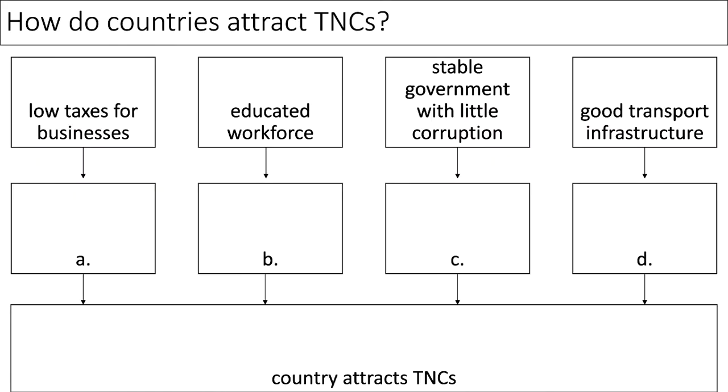In your books, write down the letters A to D. Pause the video while you do that. Okay, what you're going to do is complete the explanation. So the flow diagram is missing boxes, and that's because the explanation is incomplete. Next to A, I need you to say why low taxes for businesses means the country attracts TNCs. Next to B, I need you to say why having an educated workforce means the country attracts TNCs. And the same for C and D. Pause me while you do that.